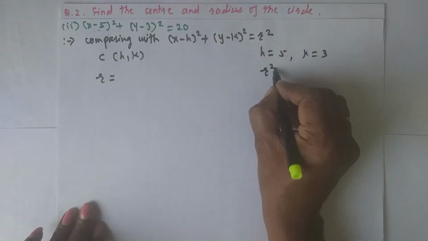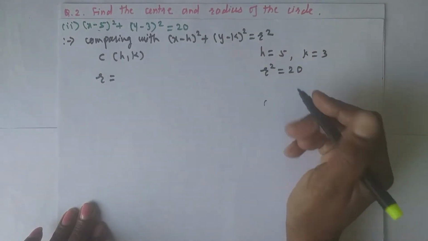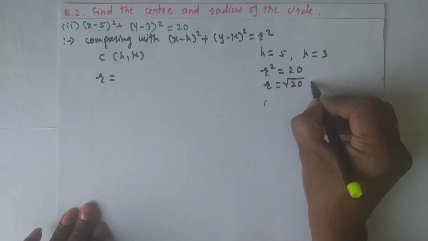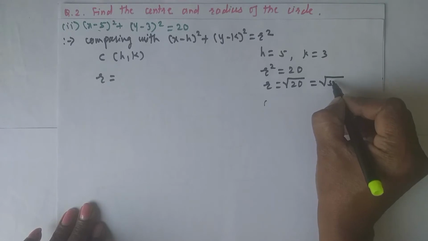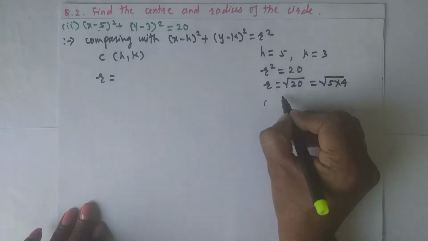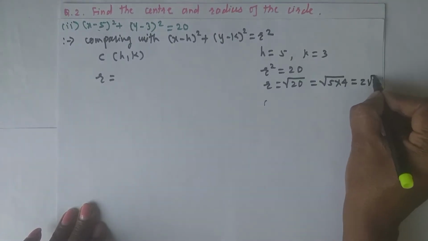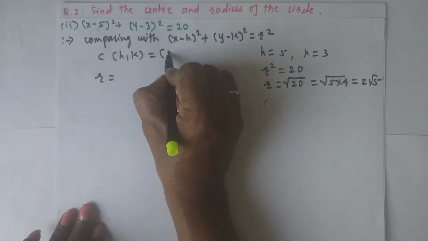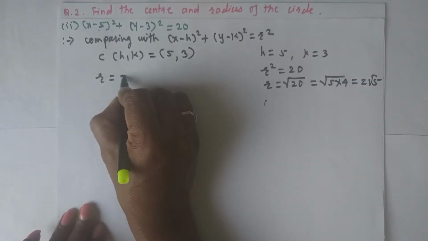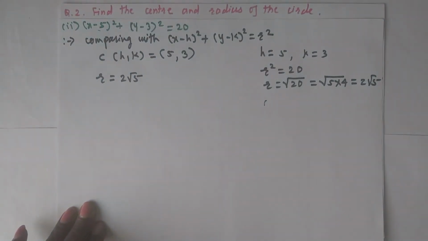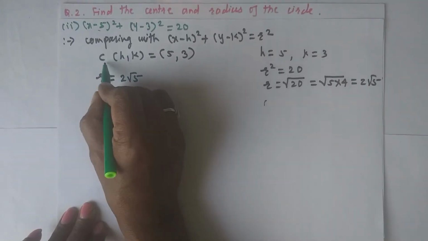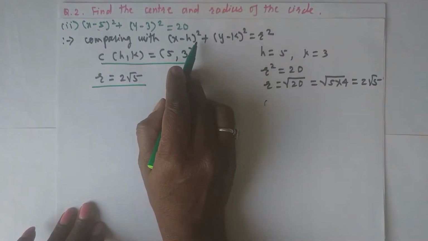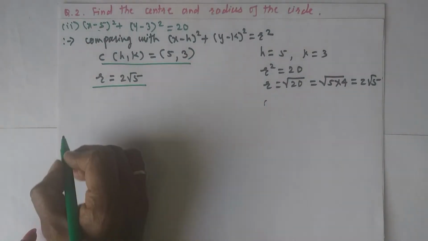And here r square is 20. R square is 20 means to find r we will take the square root of 20. And this 20 can be written as 5 into 4. Therefore r will be 2 root 5. In this way we have found center 5, 3 and radius 2 root 5. In this way we have found the center and radius of the circle by comparing the given equation with center radius form. Okay, let's see the next problem.